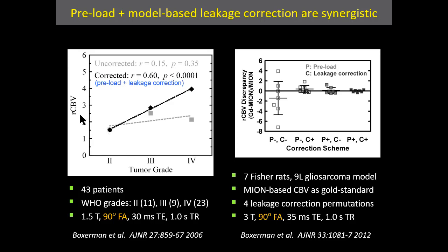And so CBV made using preload as well as leakage correction correlates strongly with tumor grade, which is expected, whereas uncorrected CBV does not. And in a rat gliosarcoma model, increasing permutations of preload plus post-processing leakage correction yield CBV values that converge to a monocrystalline iron oxide nanoparticle (MION) intravascular contrast agent gold standard with less bias.